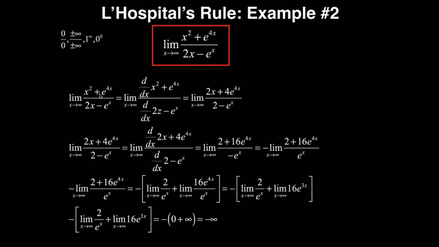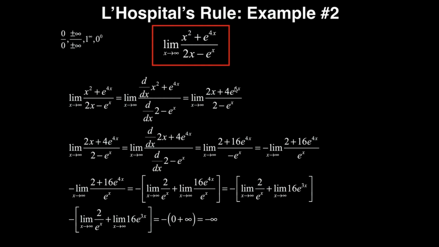Let's do it. What is the derivative of the numerator x squared plus e to the 4x with respect to x? Well, the x squared part is just 2x, and e to the 4x, its derivative is just 4e to the 4x. Again, our derivative rules, so on and so forth. Okay. What about the denominator, 2x minus e to the x? Derivative of 2x is just 2. You might have seen a z there a minute ago. I fixed that. So it's just 2 minus e to the x. So the derivative of that is just minus e to the x.